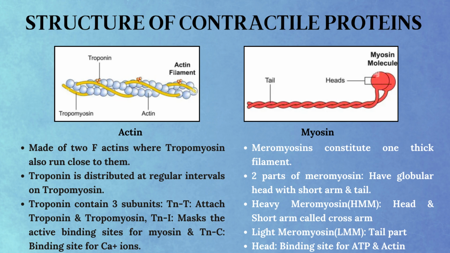Myosin: meromyosins constitute one thick filament. Two parts of meromyosin have a globular head with short arm, and tail. Heavy meromyosin: head and short arm, called cross arm. Light meromyosin, LMM: tail part. Head: binding site for ATP and actin.